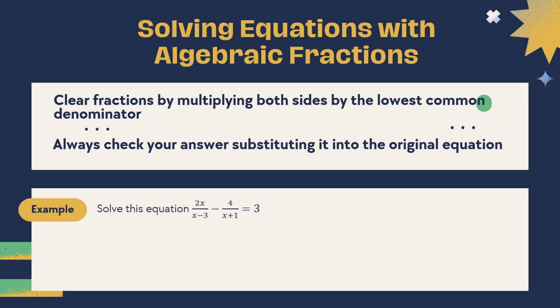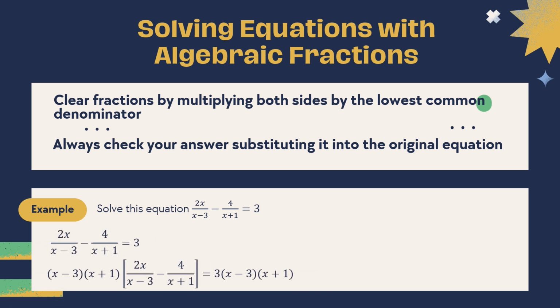The first step we should take is to clear the fractions by multiplying both sides by the lowest common denominator. The lowest common denominator is x minus 3 times x plus 1. So we multiply both sides by x minus 3 and x plus 1, the left hand side and also the right hand side.